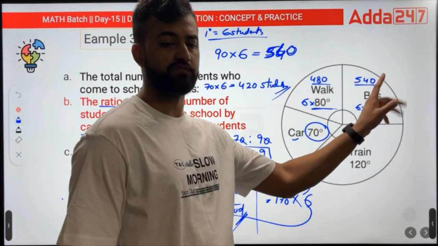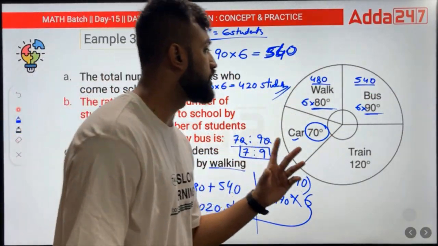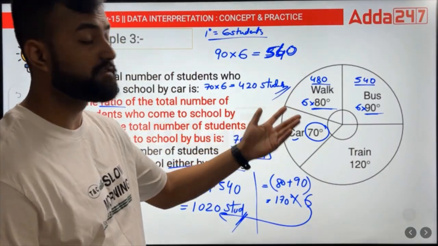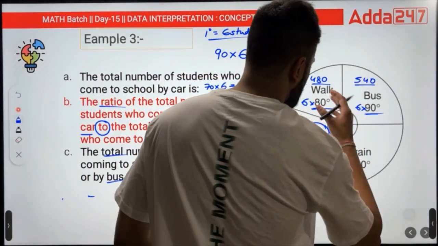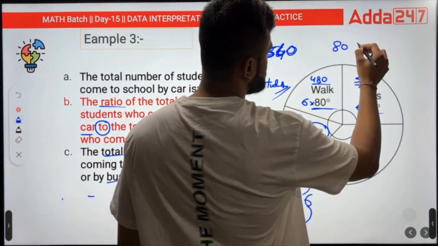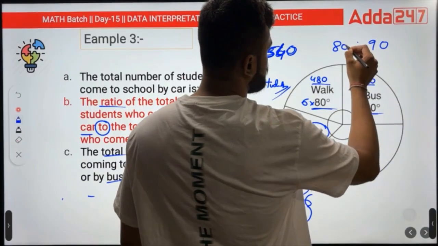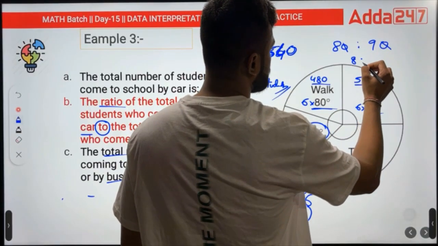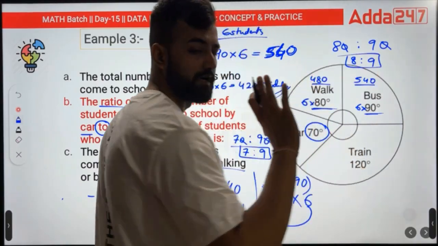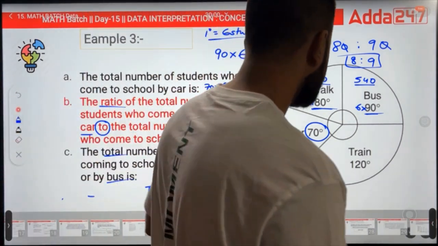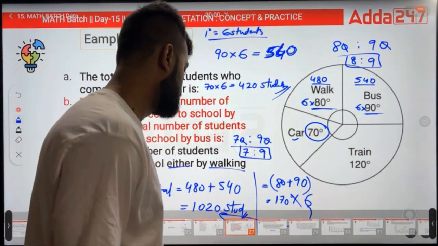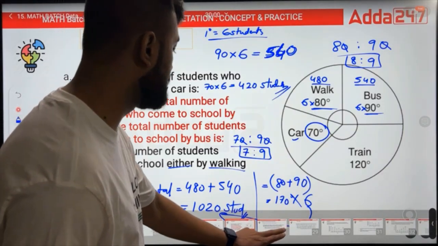But in ratio, save time. Don't find the actual value. Suppose I would have asked you the ratio of the number of students who walk to the number of students who come by bus. In that case, don't calculate the actual value. Directly do it, 80 is to 90. Finish. This is your answer. So 0 cancels out. You'll get 8 is to 9 as your answer. Done. Okay? This is your pie chart. So this thing I have taught already.